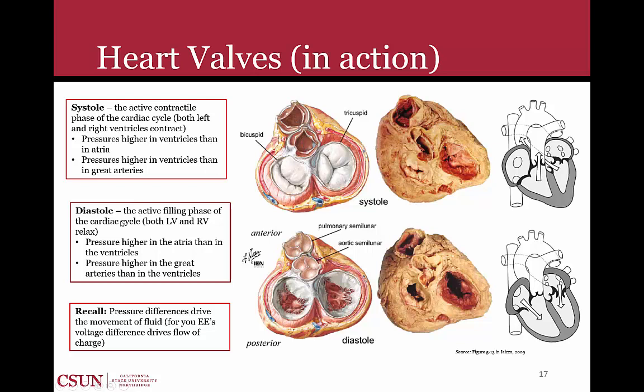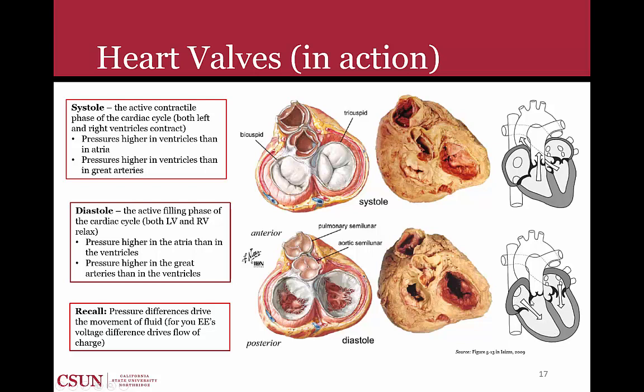Alright, so during diastole, that's when your heart is actively filling. So what that means is that the ventricles are filling. And in this case, the pressure is higher in the atria than in the ventricles, and the pressure in the great arteries is higher than in the ventricles. So in that case, you're going to have the reverse happen. So look at the schematic over here. The pressure difference from atrium to ventricles is going to be going forward. So you're going to have active flow from atria to ventricle, which causes filling of the ventricles.